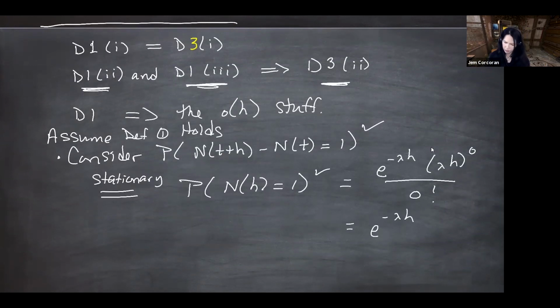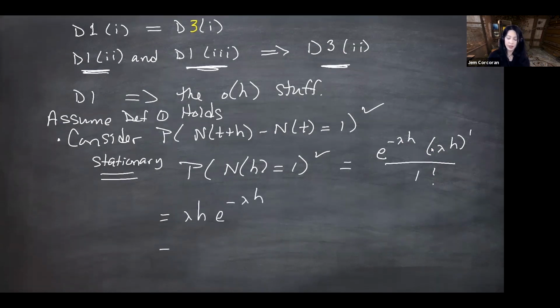No, I gotta plug in ones. I'm plugging in zeros, sorry. Plug in ones, with a 1 and 1 factorial. So this is lambda h e to the minus lambda h.